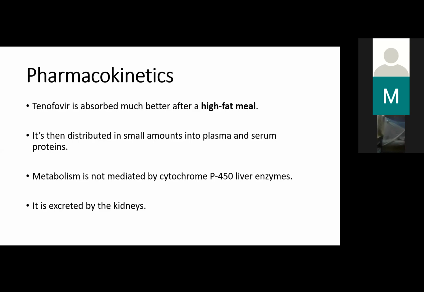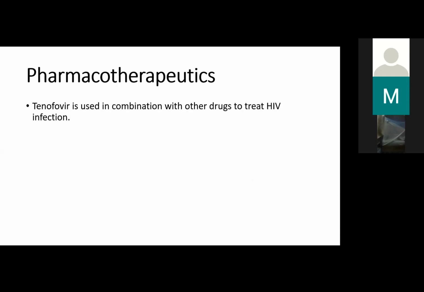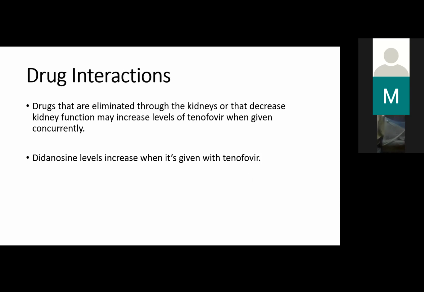So patients with anorexia who are not eating well, you have to hammer on this so that you have better absorption. And this metabolism is not mediated by the P450 liver enzyme. It's excreted by the kidneys. And it competes with substrate for DNA replication. It's incorporated in the DNA chain, and then it stops the HIV viral replication. It is used as a combination medication with other antiretroviral medications.